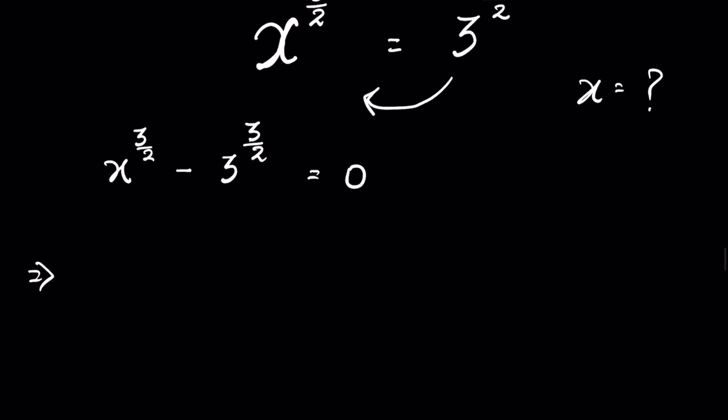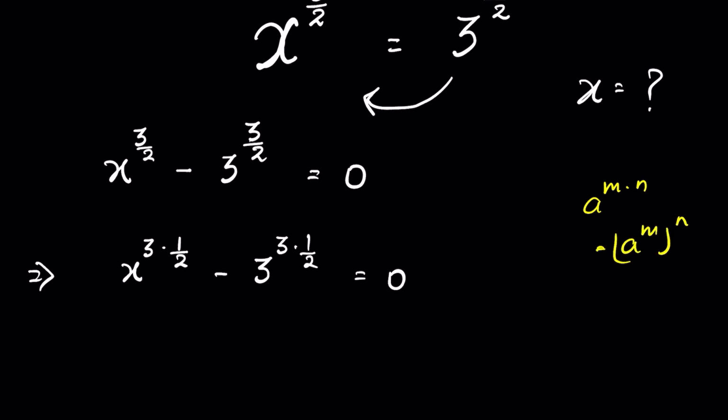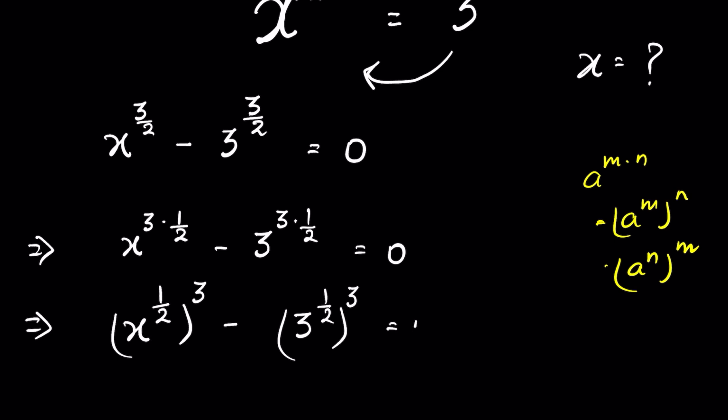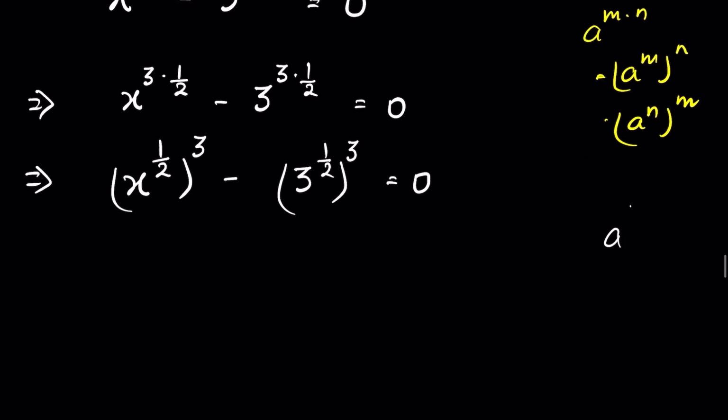Now this we can write as x raised to the power of 3 times 1 upon 2 minus 3 raised to the power of 3 times 1 upon 2 equals 0. When a is raised to the power m times n, we can write it as a raised to the power m whole raised to the power n, or a raised to the power n whole raised to the power m. So this we can write as x raised to the power of 1 upon 2 whole raised to the power of 3 minus 3 raised to the power of 1 upon 2 whole raised to the power of 3 equals 0.